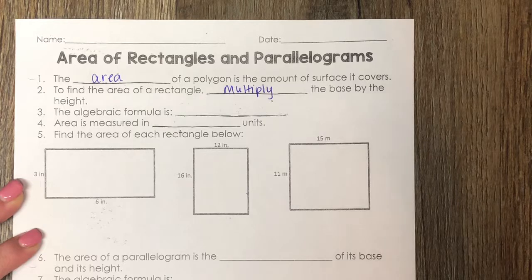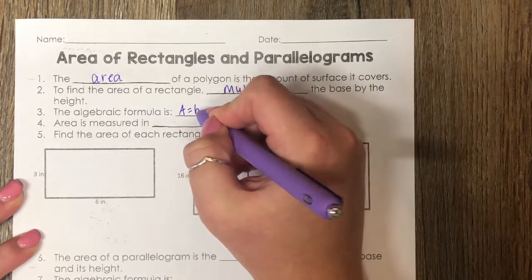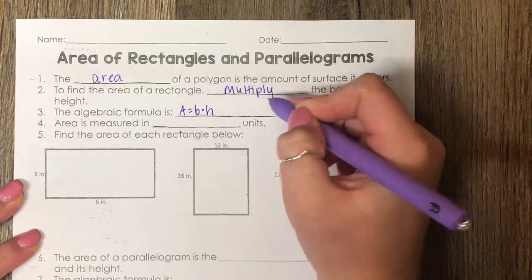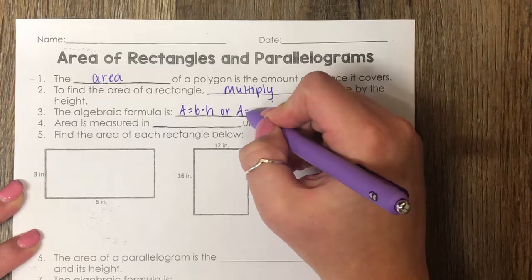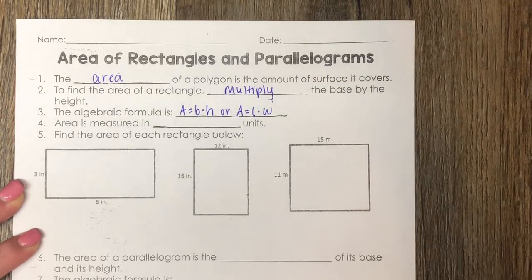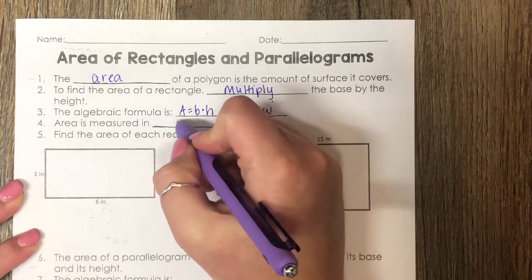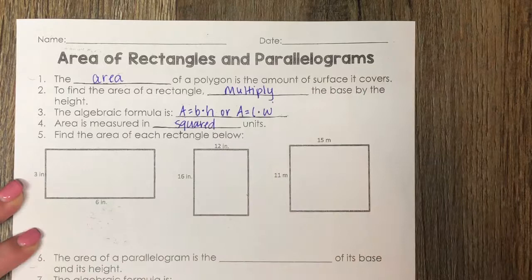The algebraic formula is area equals base times height, or area equals length times width. Area is measured in squared units, and we'll talk about that here in just a minute.